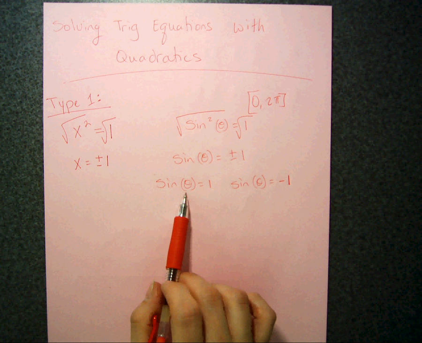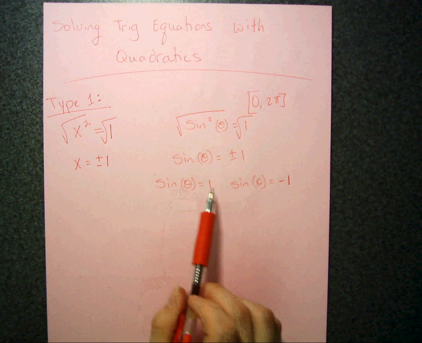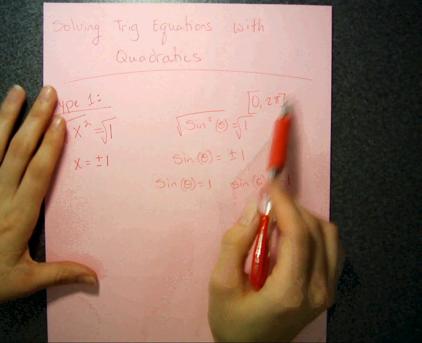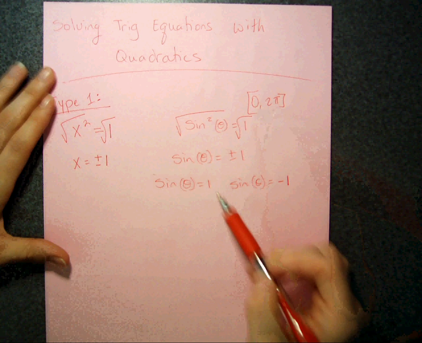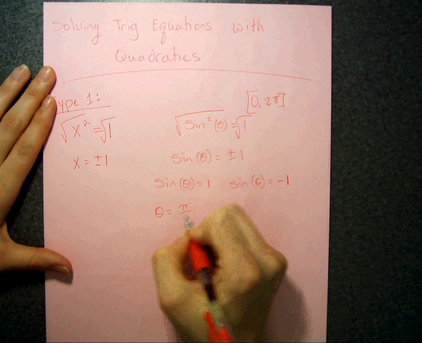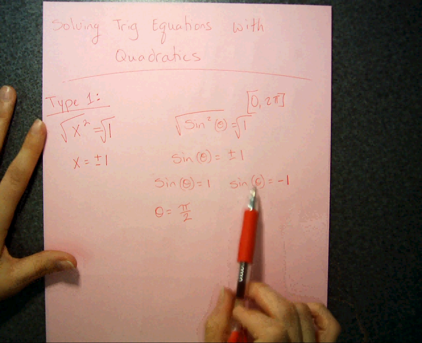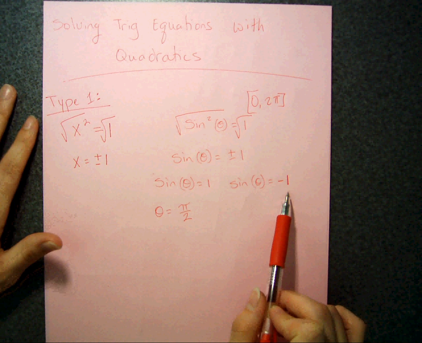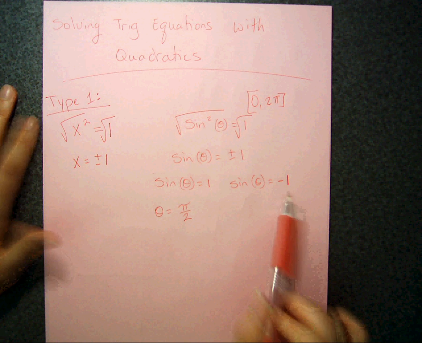So I have the trig function by itself, and now I can go and look at the unit circle. When is sine equal to positive 1? Pi over 2, right? I'm restricted to the unit circle, so that's all I'm concerned with. The only place that happens is at pi over 2. So theta equals pi over 2. And now I'm going to go on to the next equation. When is sine equal to negative 1? It's 3 pi over 2.